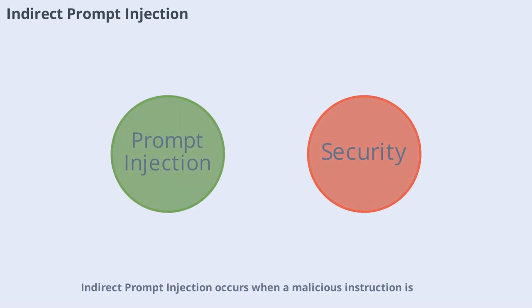Indirect prompt injection occurs when a malicious instruction is hidden inside a third-party document stored in the vector database. If retrieved, the LLM might execute the harmful command.